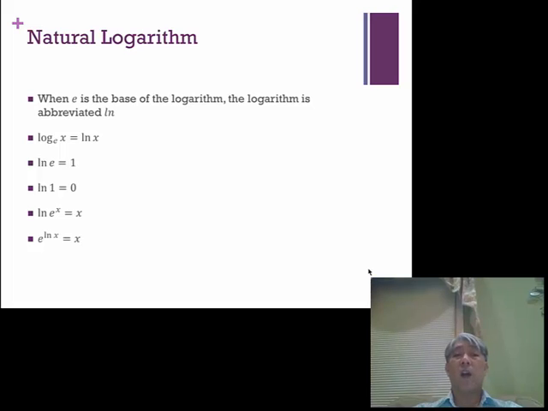Okay, the log on your calculator doesn't have a base, it's log base 10. There is a way on your calculator using the libraries to get a log of a different base, but we'll see a different way of calculating that. In this case, e becomes the base, the natural number that we talked about in 3.1, and the logarithm is abbreviated ln, and again we see the properties of the natural logarithm.